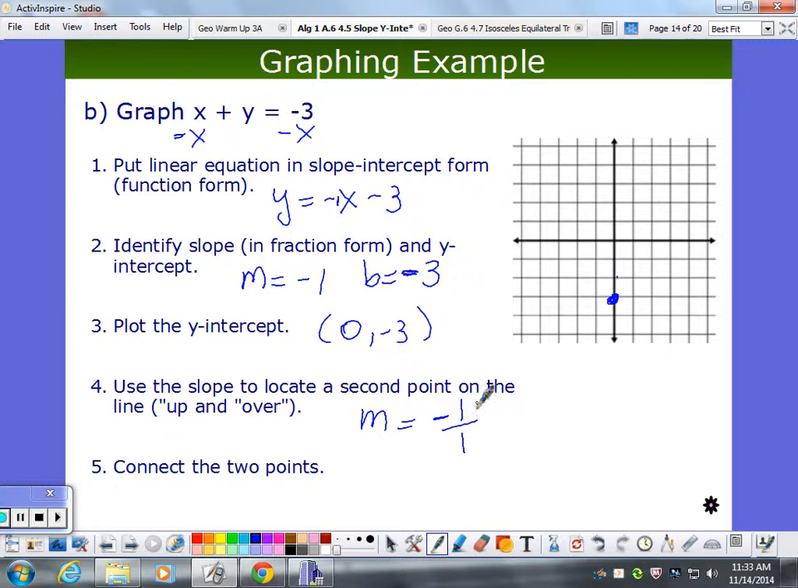So let's see. Change in y, that's my up and down. Change in x, that's left and right. This is a negative number. Which way? This is a positive number. So you start at your y-intercept. It says go down 1, right 1. Go down 1, right 1.